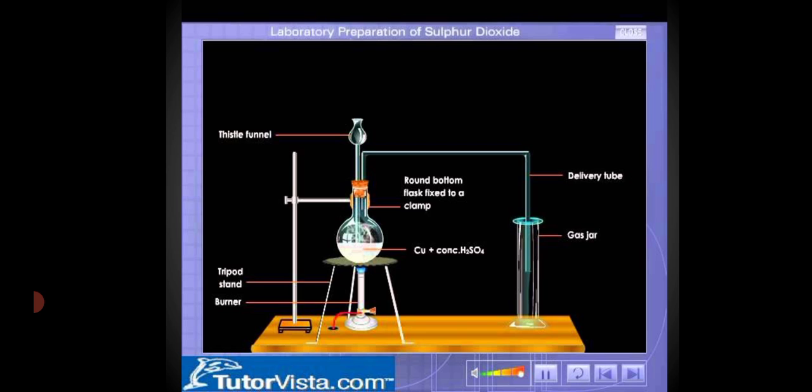Sulfur dioxide is a colorless gas having a pungent and suffocating smell, and it is poisonous in nature. It is heavier than air and soluble in water. It forms sulfurous acid, known as sulfur dioxide water. Sulfur dioxide burns with magnesium and potassium to form the respective oxides: Mg plus SO2 gives MgO plus S, and potassium plus sulfur dioxide gives K2S2O3 plus K2SO3.